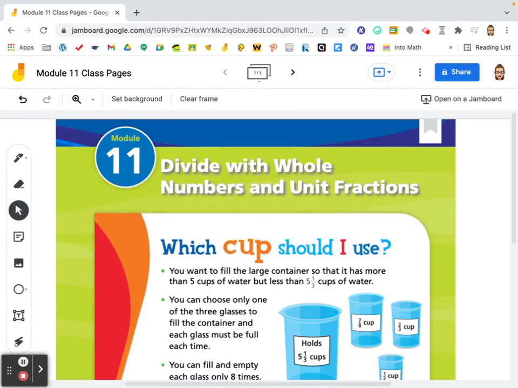Hello, my mathematicians. Today we are looking at Module 11 opener. Module 11 is all about dividing with whole numbers in unit fractions.